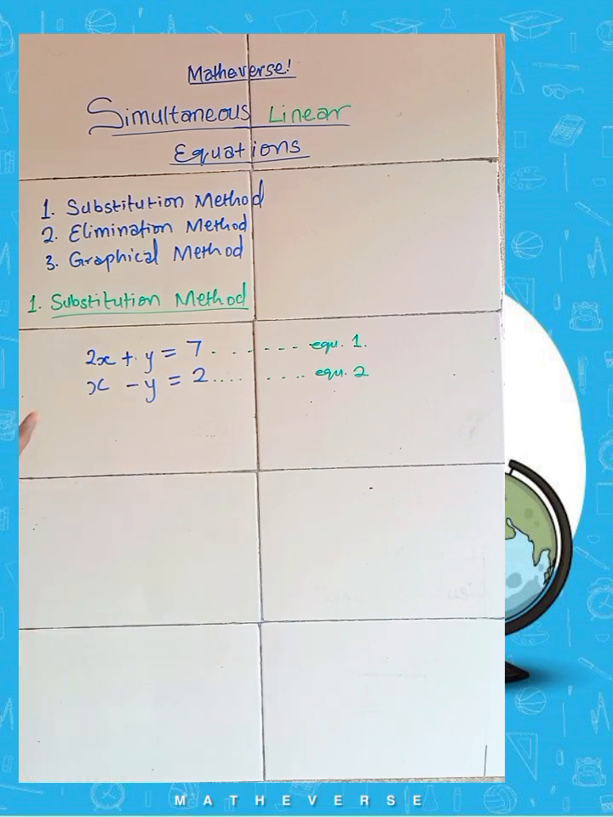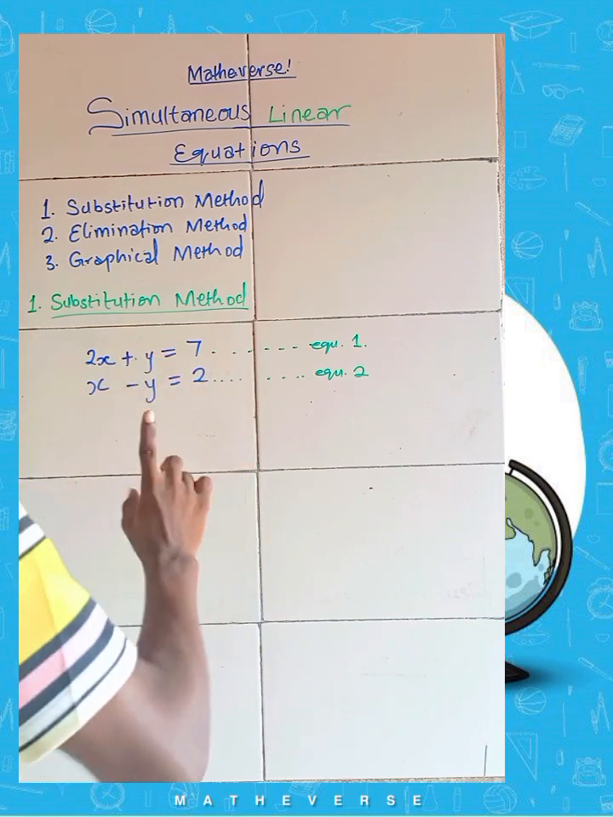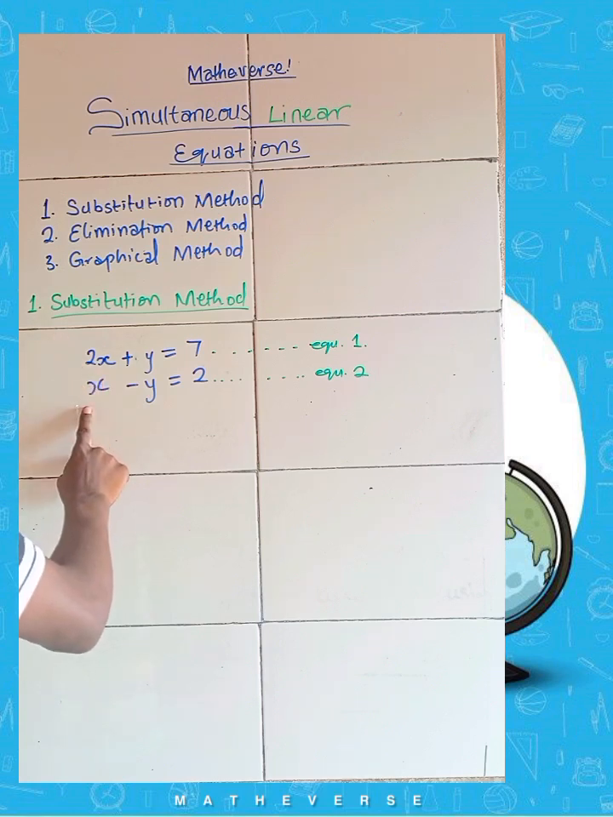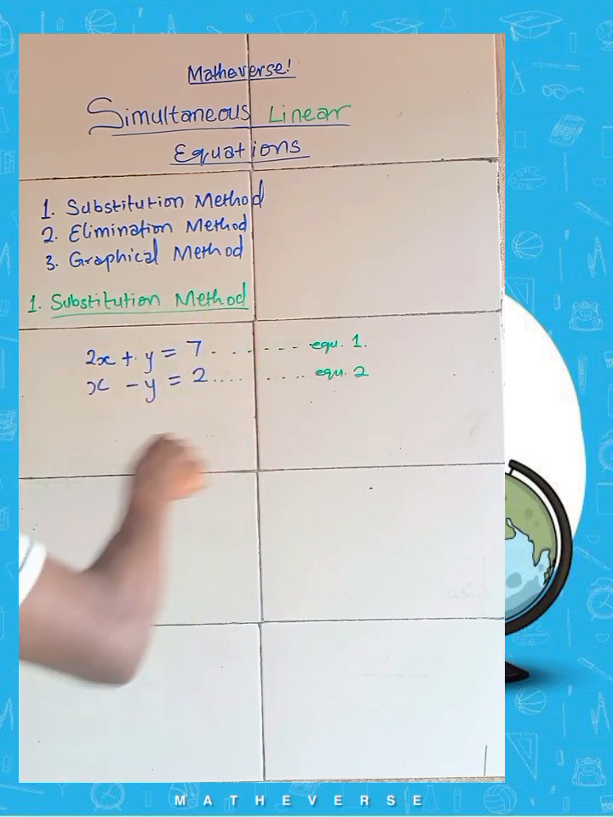Now, after this, what do we do next? We have 2x plus y equals 7, x minus y equals 2. How do we use the substitution method to solve this? Look at the two equations. We have to rearrange either equation 1 or equation 2 to have either x or y as the subject of the formula. Listen to me clearly. It depends on which one you want to solve for first.